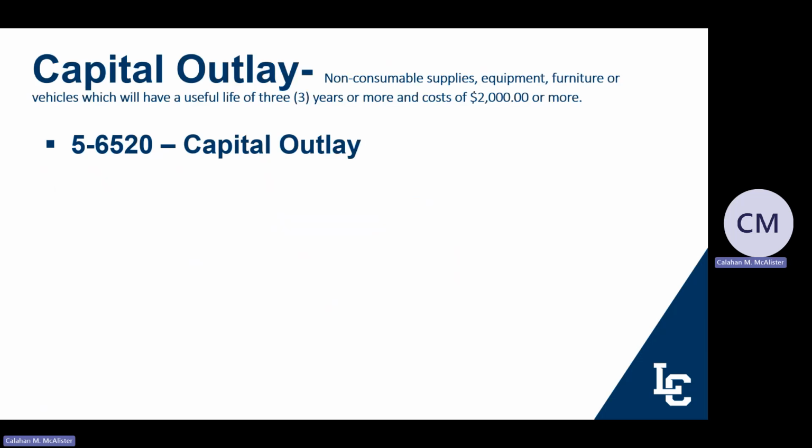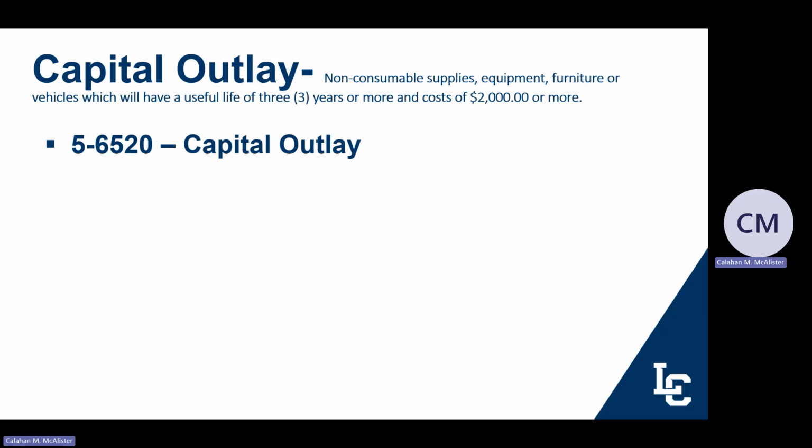Next section we're going to jump into is going to be capital outlay. This was mentioned earlier. This is non-consumable supplies, equipment, furniture, or vehicles, which will have a useful life of 3 years or more with a cost of $2,000 or more. This is important because this will be required to have a fixed asset tag.